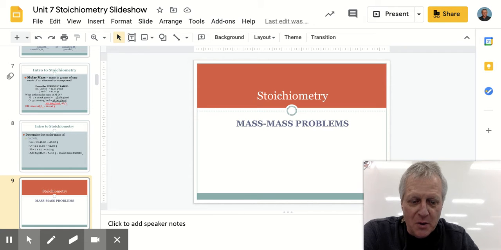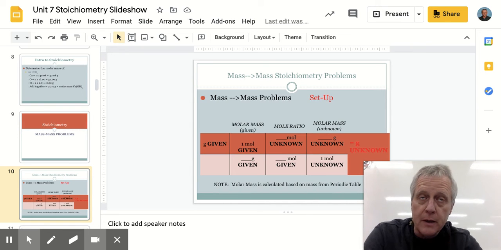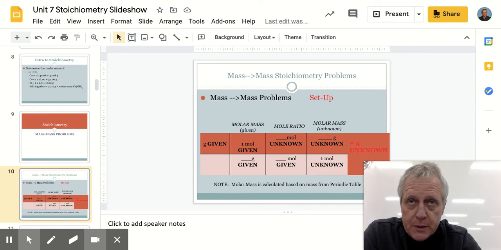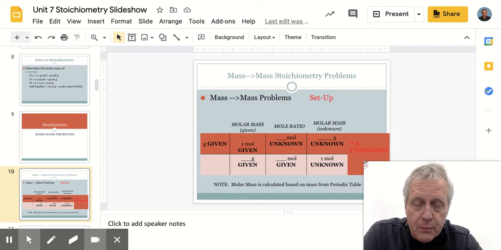So here we go. Let's take a look at the slideshow here. Now, what you want to think here is, in a mass problem, in these types of problems, you're going to see a mass given for a part of the balanced equation. What this slide doesn't show you is a balanced equation, but one of the most important parts of all of this is to have a balanced equation. So that's where you start.